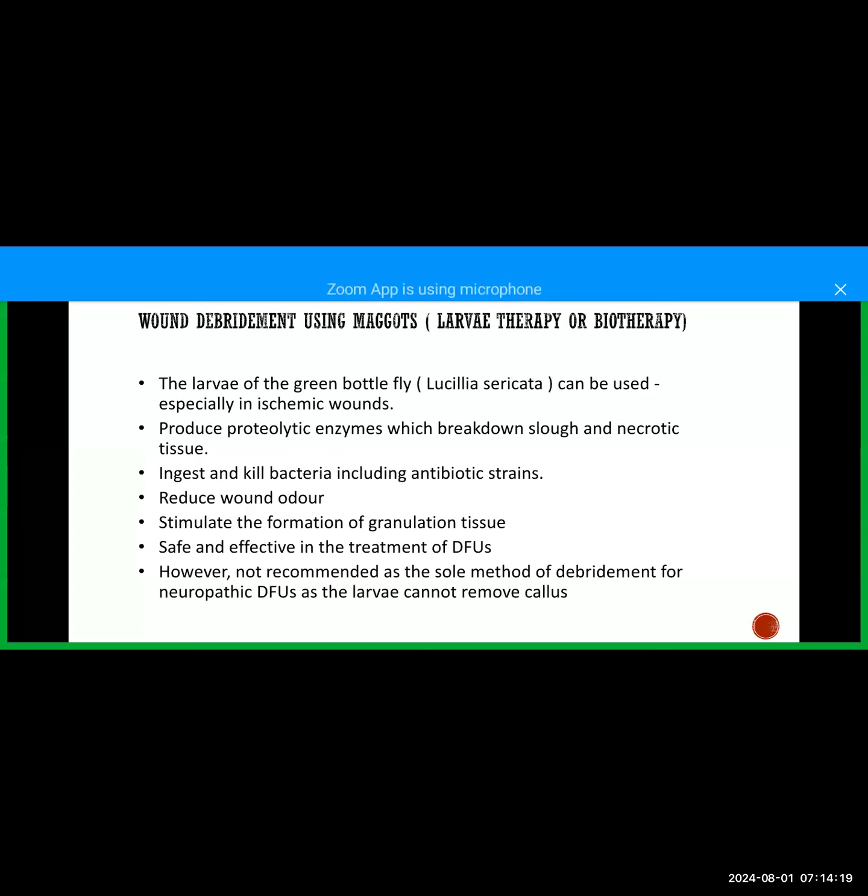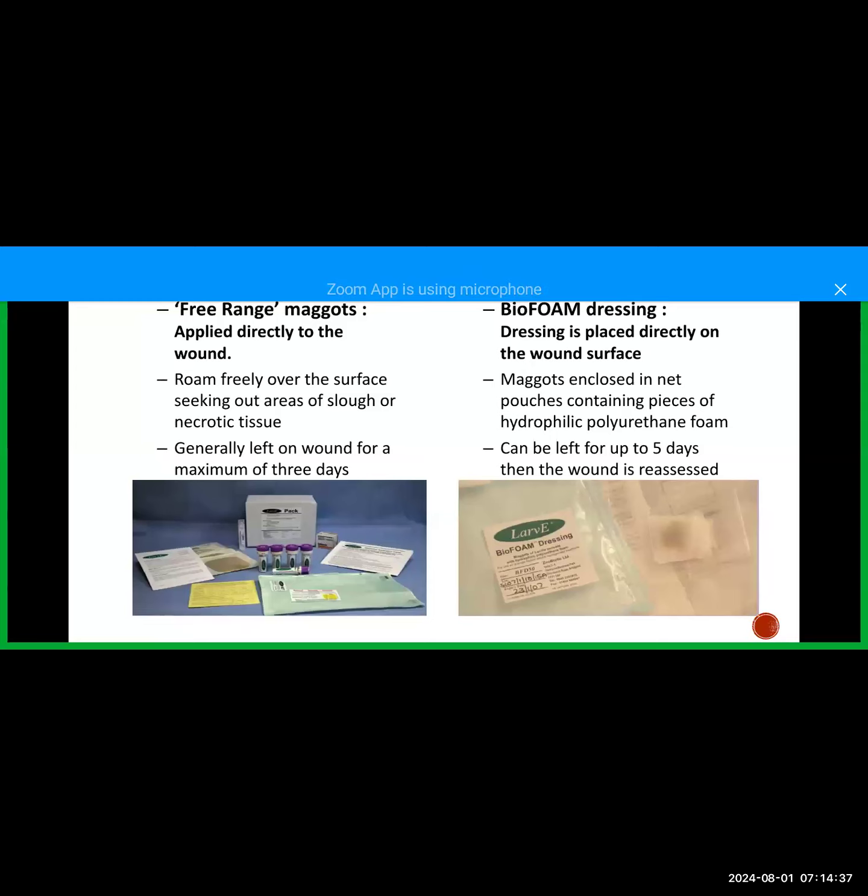Then also the use of maggots as a biological method, the use of the green bottle fly, Lucilia sericata, sorry, Lucilia sericata, can be used, especially in ischemic wounds. These come in several forms; free-range maggots and biobags can also be used.